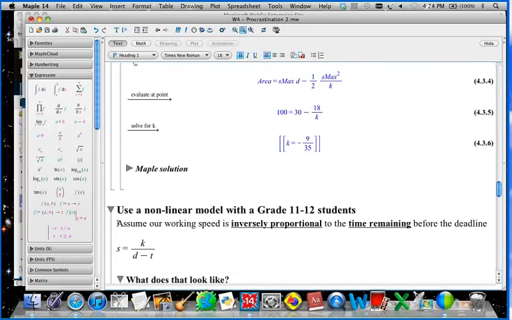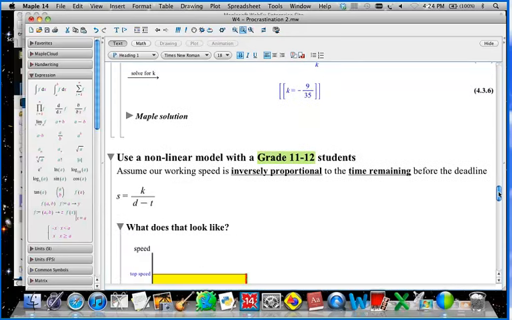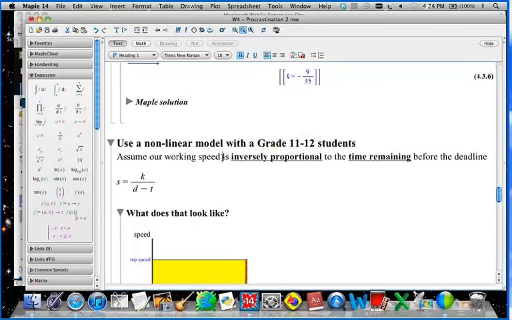So let's assume, so we're now in a grade 11 or grade 12 class. We've studied advanced functions like reciprocal functions and square root functions, exponential functions, and so on. So now we're ready to apply. Let's assume our working speed is inversely proportional to the time remaining before the deadline. In other words, the less time there remains, the larger our working speed becomes. So here's our model. Inversely proportional to the time remaining before the deadline.